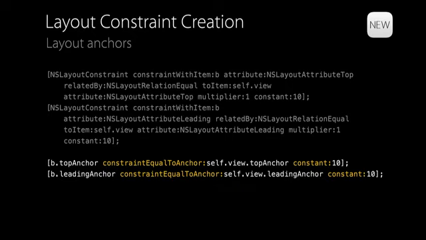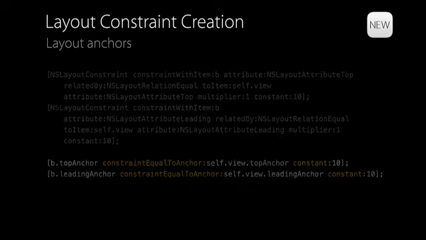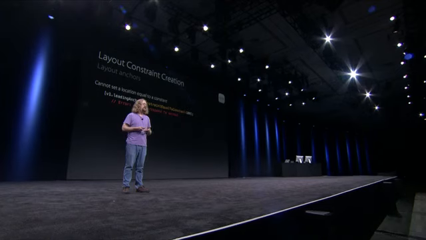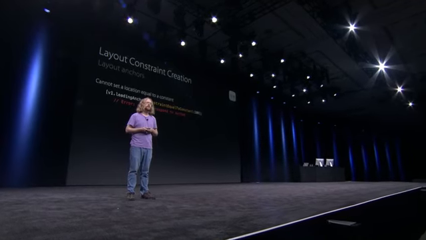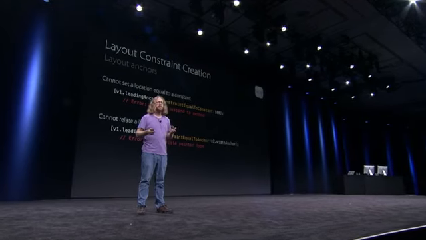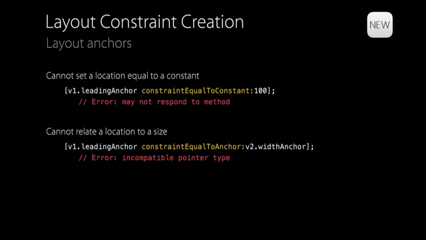All valid forms of constraints can be created using this syntax, and you'll actually even get compile errors for many of the invalid forms of constraints. So at the moment, you only get the errors in Objective-C, but they'll be coming to Swift as well. For example, it doesn't make sense to say that the leading edge of a view should be 100, because there's no context in which to interpret that 100. And so you get an error that this method isn't available on a location anchor. Similarly, it doesn't make sense to say the leading edge of your view is the same as the width of a different view. Locations and sizes are fundamentally incompatible types in Auto Layout, and so you get an incompatible pointer type.